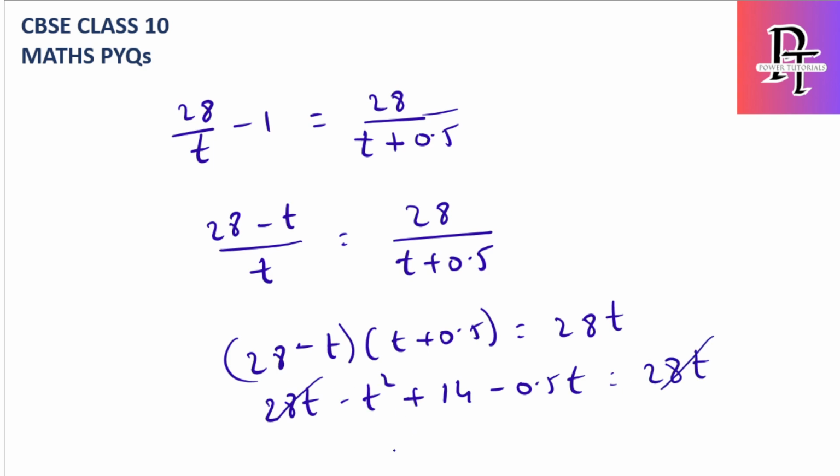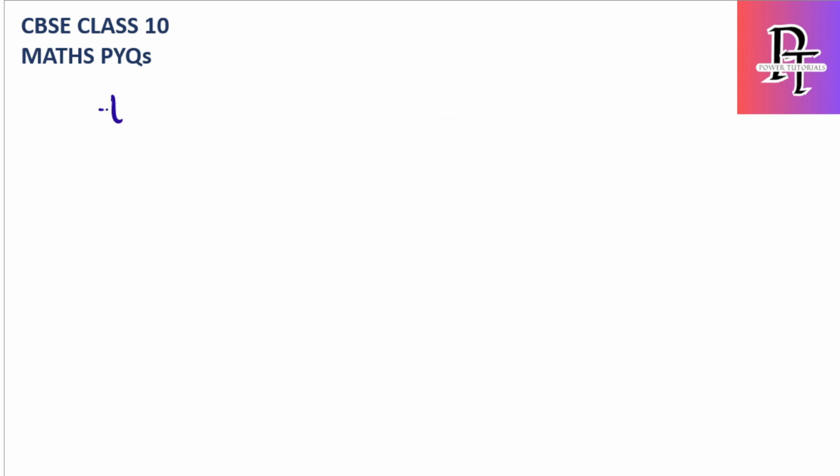So the final equation is t square plus 0.5t minus 14 is equal to 0. T square plus 0.5t minus 14 is equal to 0. But factors are tough, so let's multiply the whole equation by 2. It becomes 2t square plus t minus 28 is equal to 0.